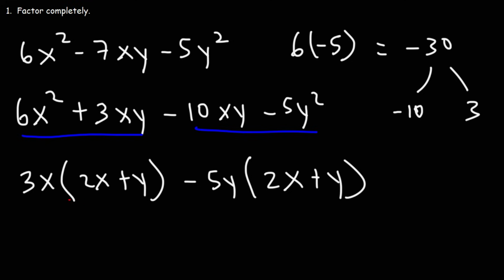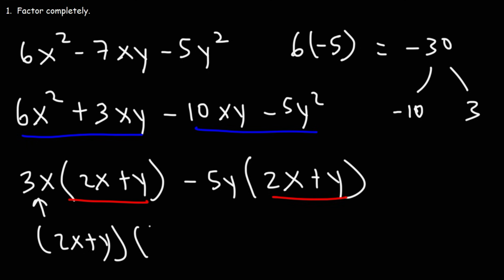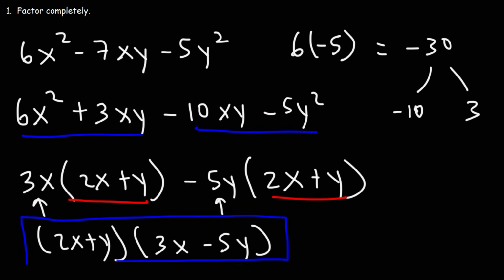So now we have another common factor, which is 2x plus y. And then we're going to get 3x and negative 5y in the second set of parentheses. So this is the final answer: 2x plus y times 3x minus 5y.